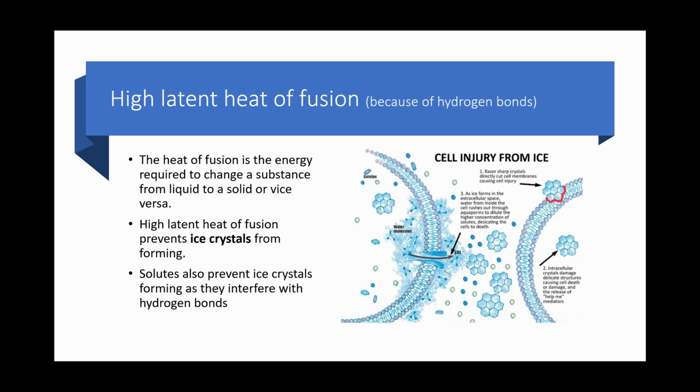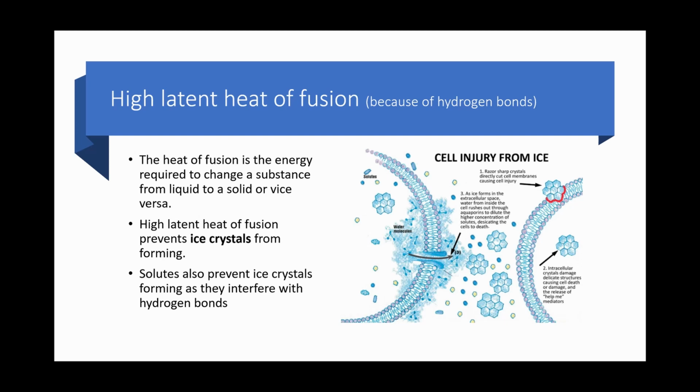The latent heat of fusion is the energy and heat required to change a liquid from liquid to solid or vice versa. So this is important because it takes a lot of energy for water to change form. So this prevents ice crystals from forming inside cells. And we don't want ice crystals forming inside cells because these damage the cell machinery so much. These can puncture cell walls, these can puncture cell membranes, these could destroy organelles, and there's all of this stuff that we really don't want.